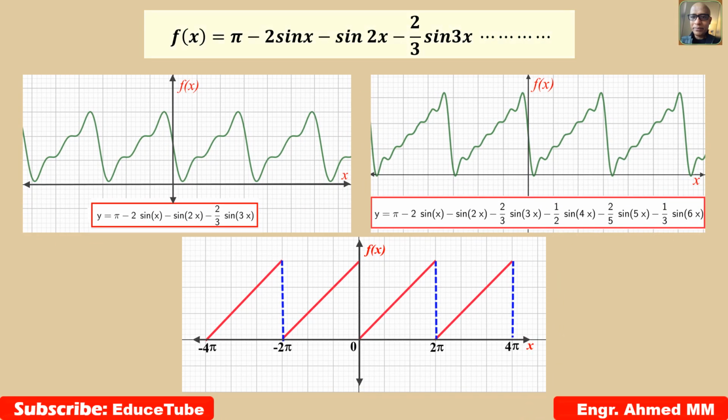So you can compare. This is only 3 terms, this is 6 terms, and this is multiples. We are assuming I have taken lots. So the graph will be like this.